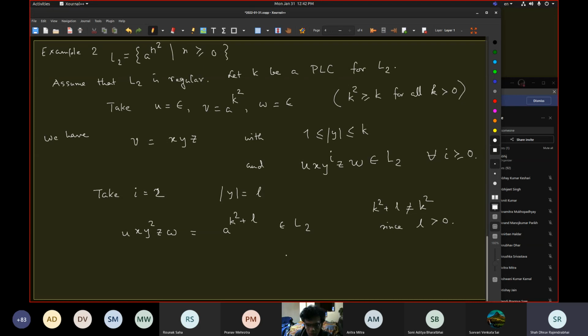Moreover, what is K square plus L bounded from above by? This is less than or equal to K square plus K, since the largest possible length of Y can be K. This is strictly smaller than K square plus 2K plus 1, which happens to be the next square. So K square plus L is sandwiched between two consecutive proper squares, K square and (K plus 1) whole square. And therefore it cannot be of the form n square for some n. Agree?